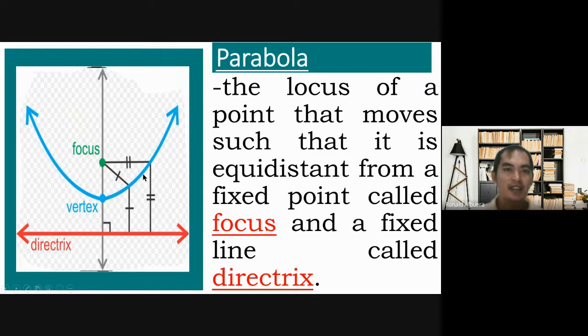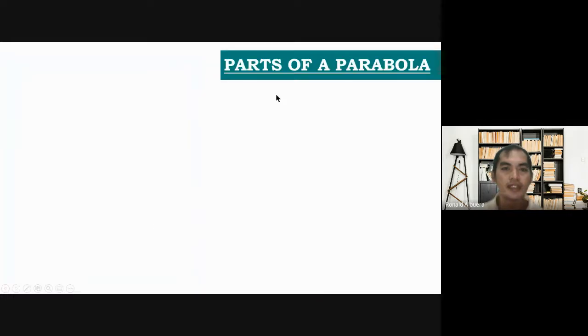Itong nag-form ng parabola. And this is the focus. Okay. Halimbawa, ito yung point ng parabola. So the distance from the point on the parabola to the focus is equal to its distance to the directrix. Okay. So, let's discuss the parts of a parabola.